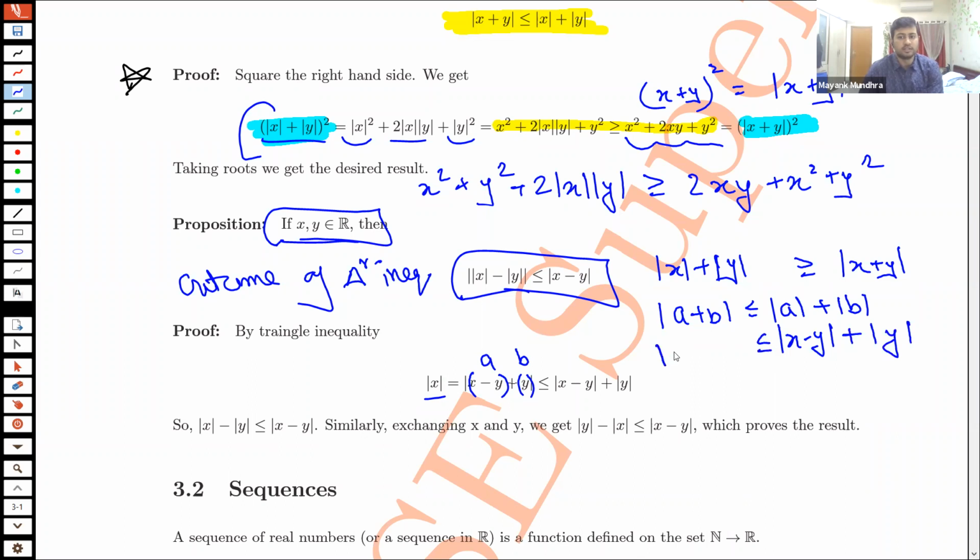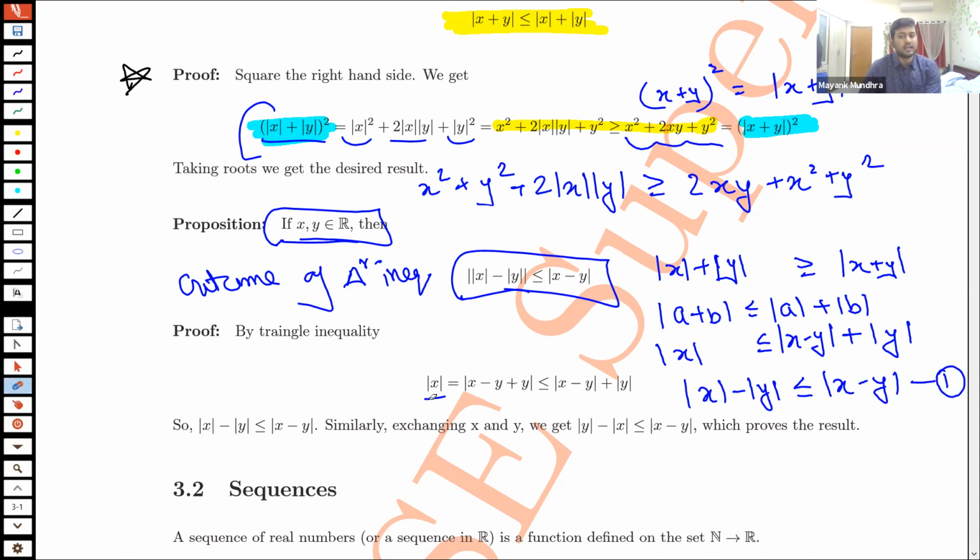So what I get is mod of x is less than or equal to mod of x minus y plus mod of y. So I can take this on this side. What I get is mod x minus mod y is less than or equal to mod of x minus y. So you can call this an inequality.